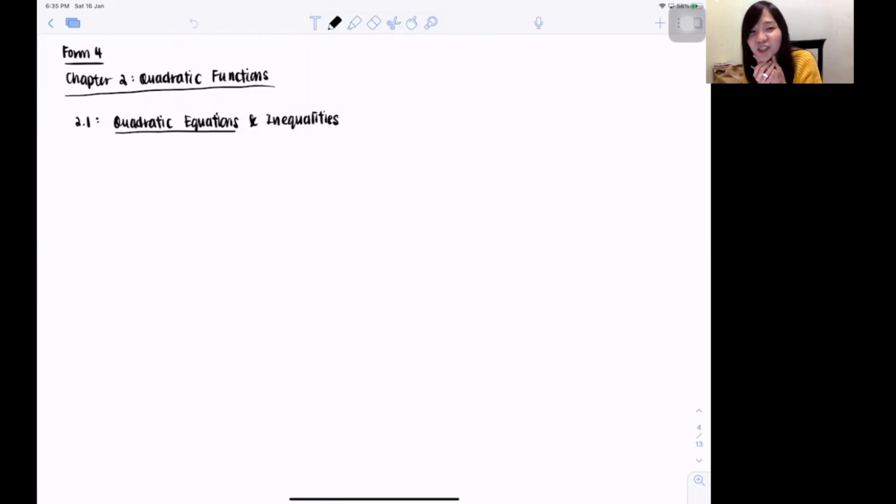So guys, Form 4 Chapter 2 Quadratic Function, I'm still doing this for the KSSM syllabus. So 2.1 Quadratic Equation. I'm still doing Quadratic Equation. So today, on the starting of whatever I want to say, you just try to listen. Later on, I will prove to you that they actually make sense, okay?